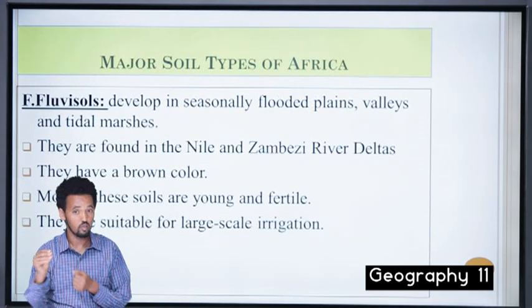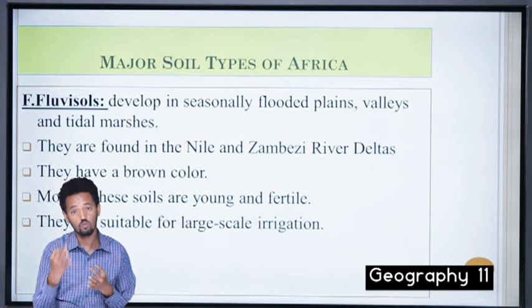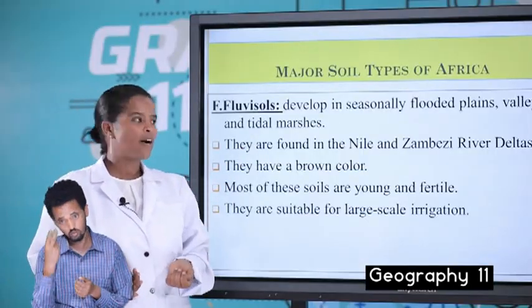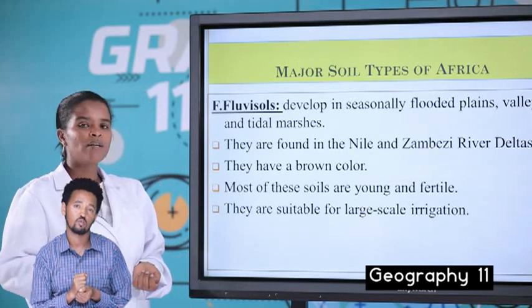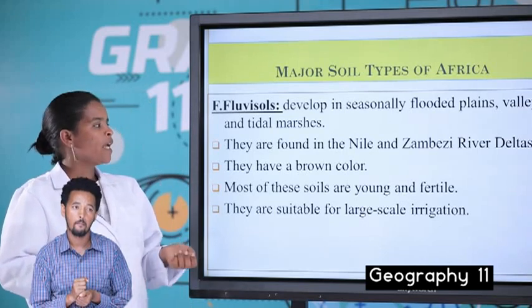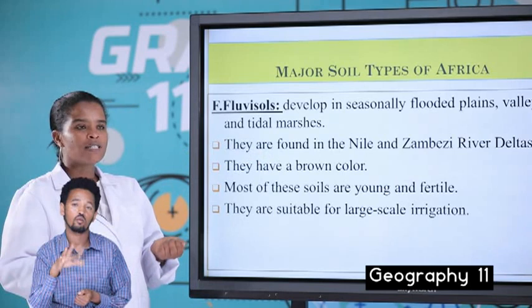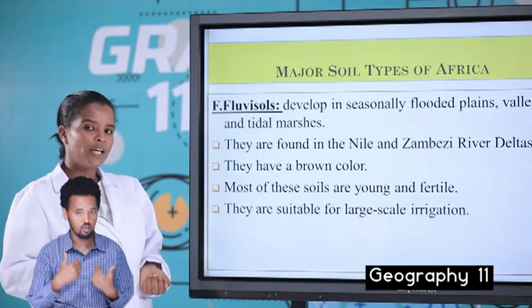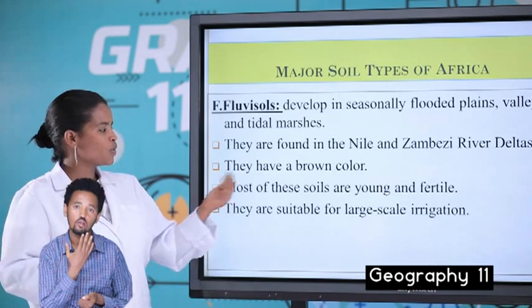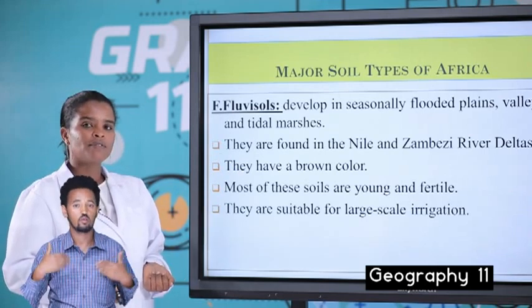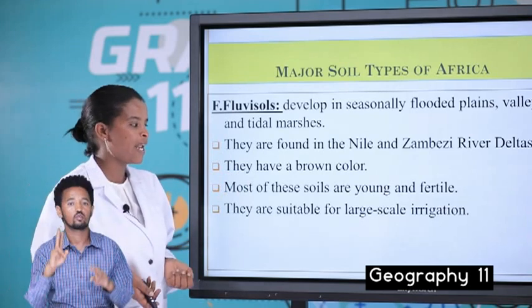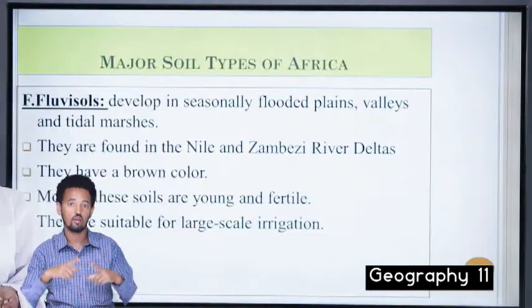And the other one is fluvial soils, developed in seasonal floodplains, valleys, and tidal marshes. They are found in the Nile and Zambezi river deltas. They are brown in color. Most of these soils are young and fertile. They are suitable for large-scale irrigation.